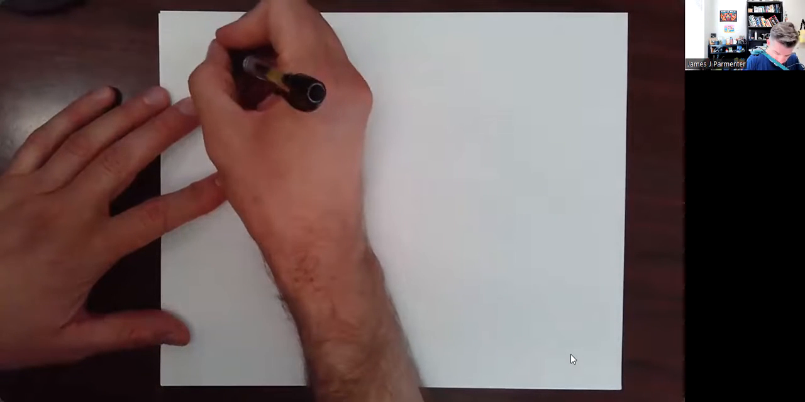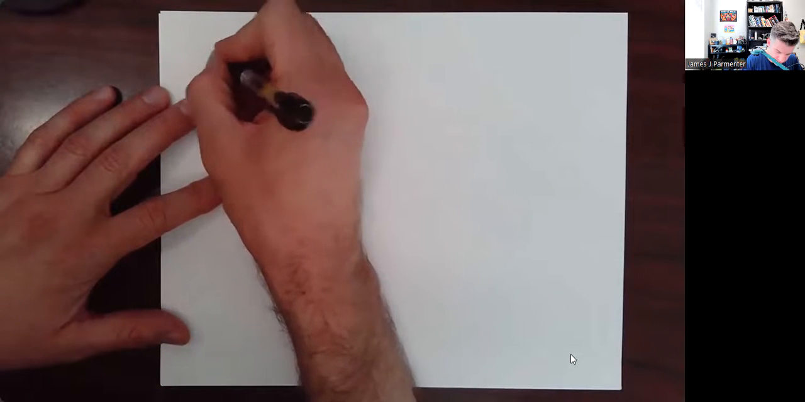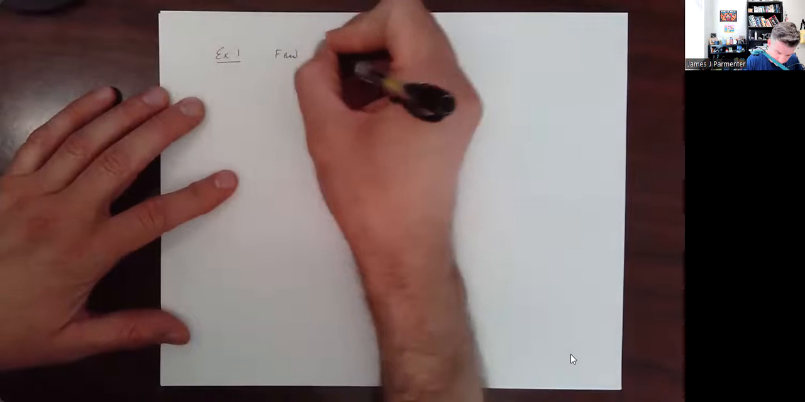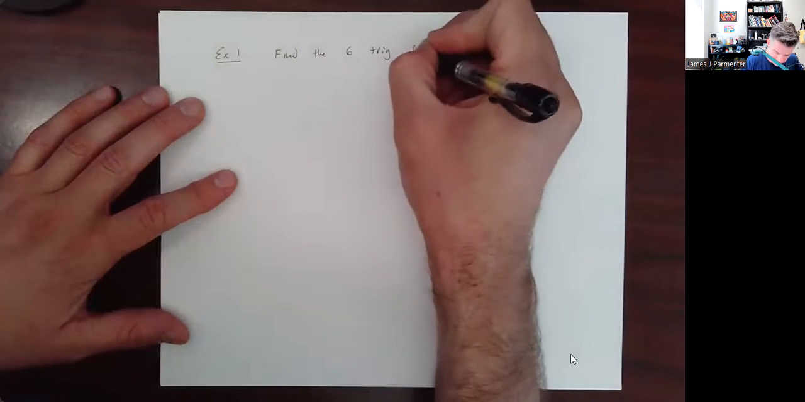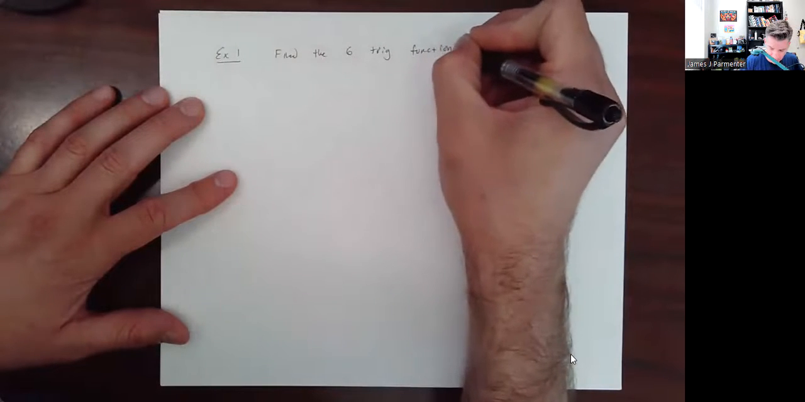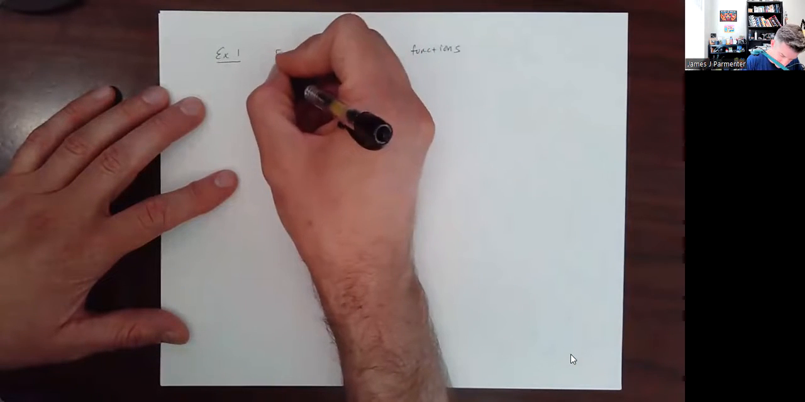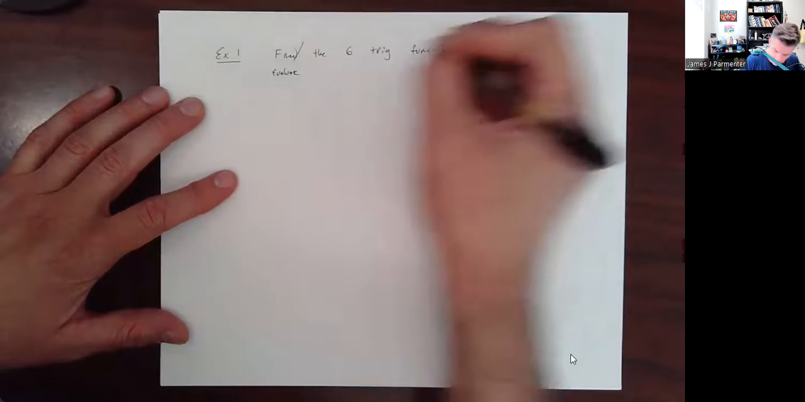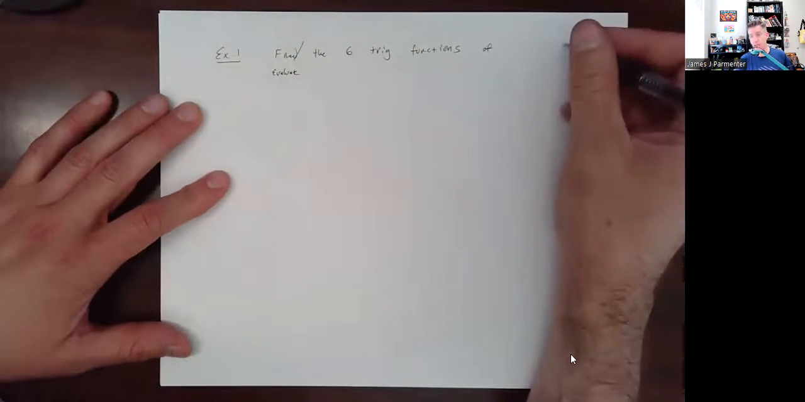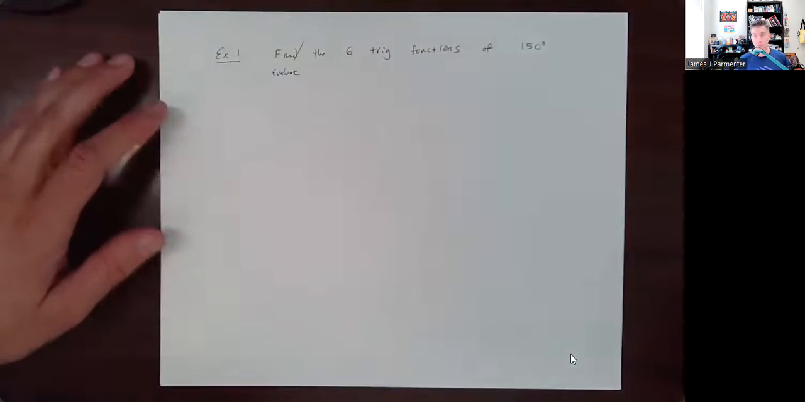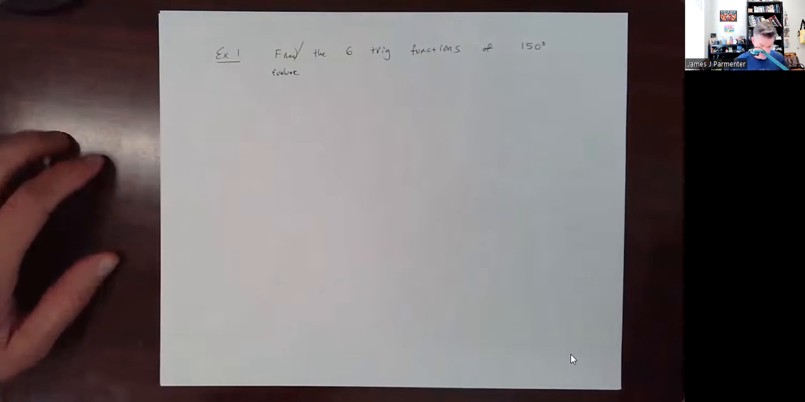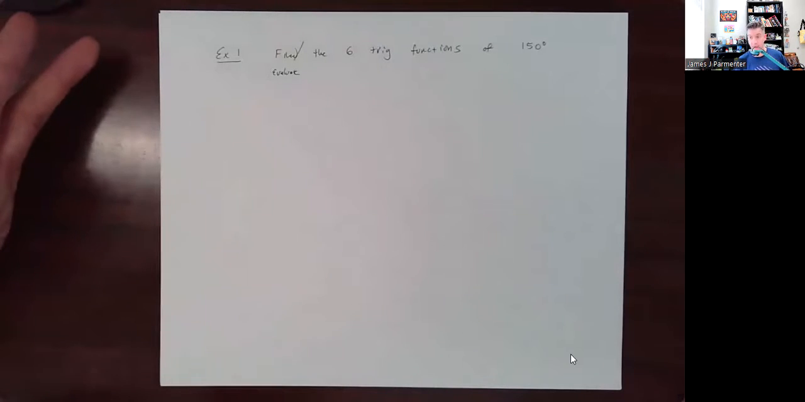So let's start off with example 1. We want to find the 6 trigonometric functions. I'm going to write trig though. When I say find, or you can say evaluate, of, let's say the angle is 150 degrees. Cool. All right, so I'm going to draw it.